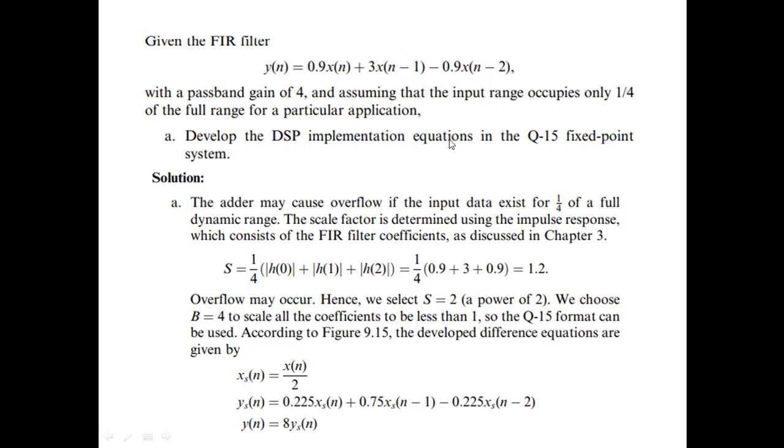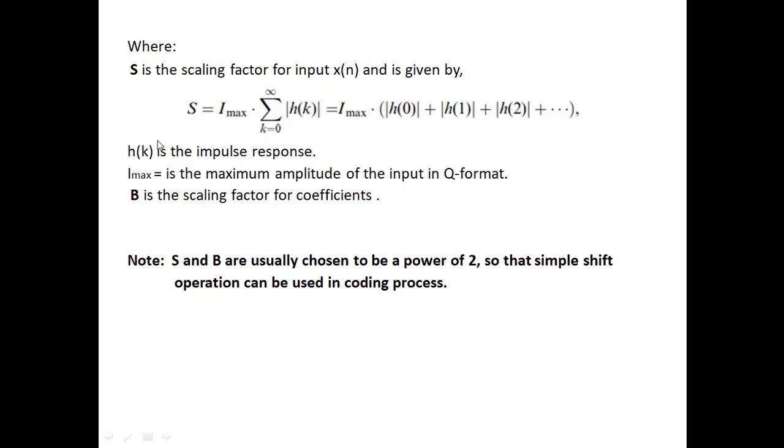Now basically, as we discussed before, we have to scale down the input signal x of n with a scaling factor of s, and we have to scale down the filter coefficient with a factor of capital B. So two scaling operations have to be done, but before that, we have to check whether the input signal overflows, goes out of range. Since we are putting it in Q15 format and Q15 is in the range 0 to 1, we have to check whether the input signal goes out of range. Which equation do we use to check it? It is this equation.